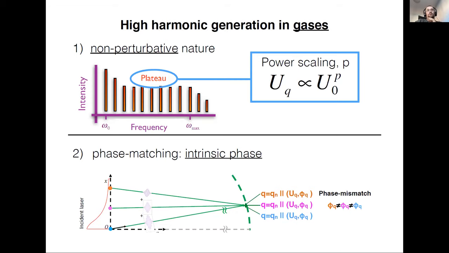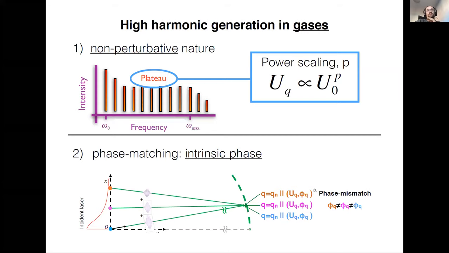Therefore, the process is non-perturbative. The second one is the colloid intrinsic phase, which is a consequence of the driving field distribution along the transversal plane. The emission in the center is generated by a field with different amplitude and phases than, for example, in the corners. Thus, the coherent addition could be destructive at the end in the detector.